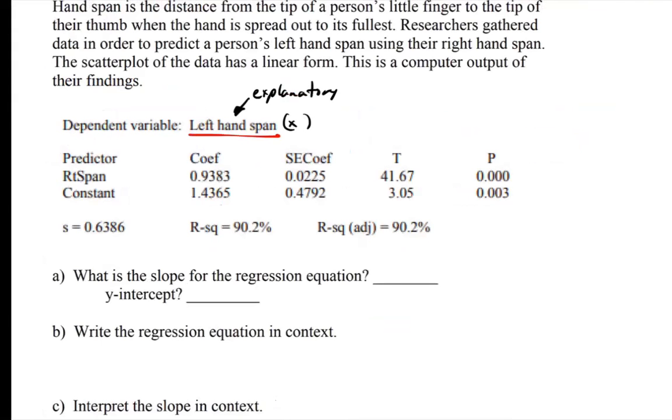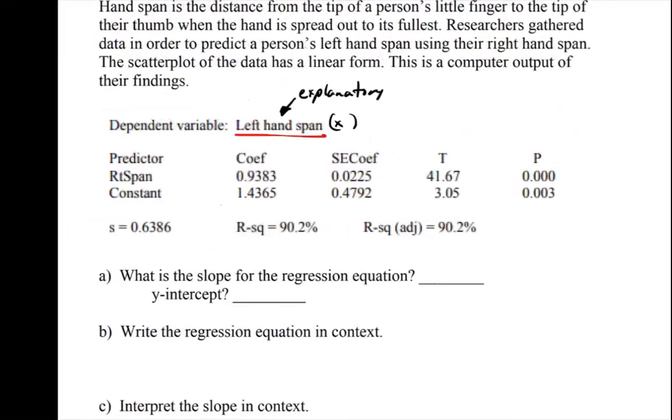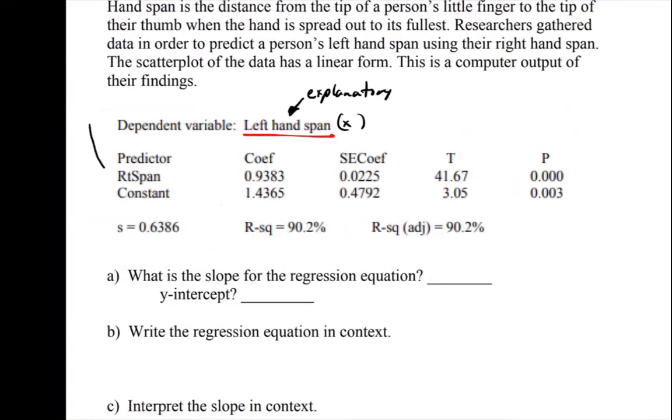And that's also here, right span. It's the predictor, right? That's the thing we're using to predict left hand. So this is the response, or the Y.